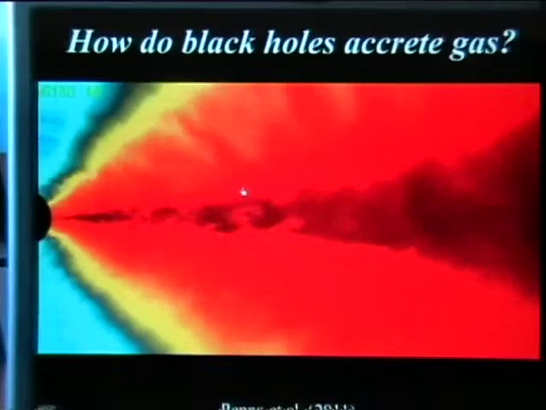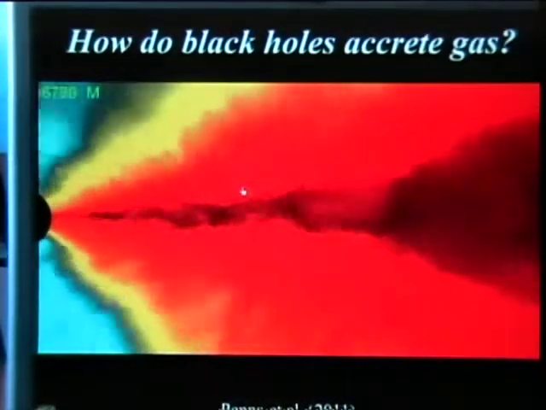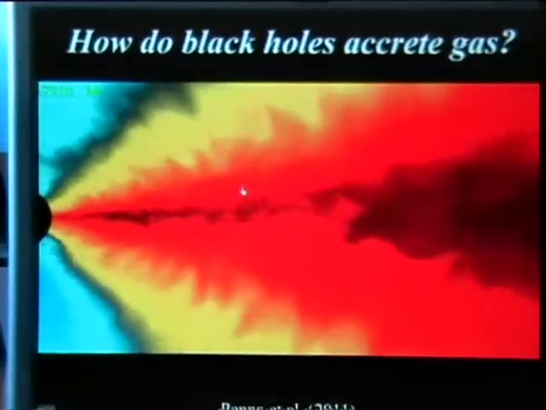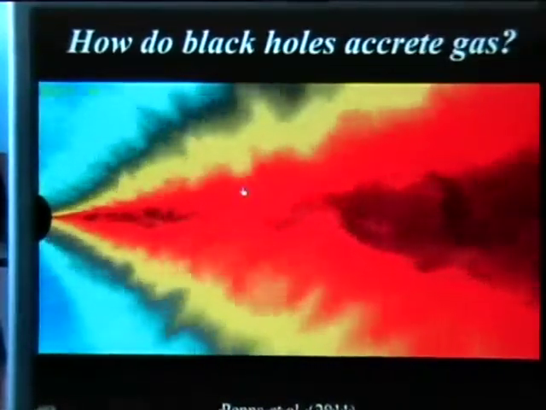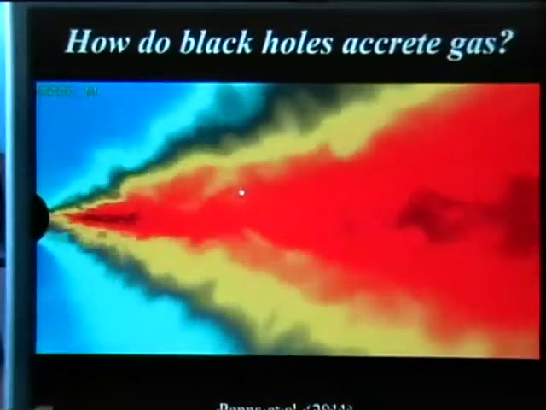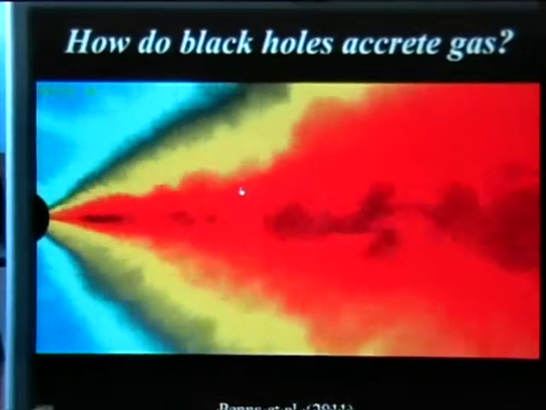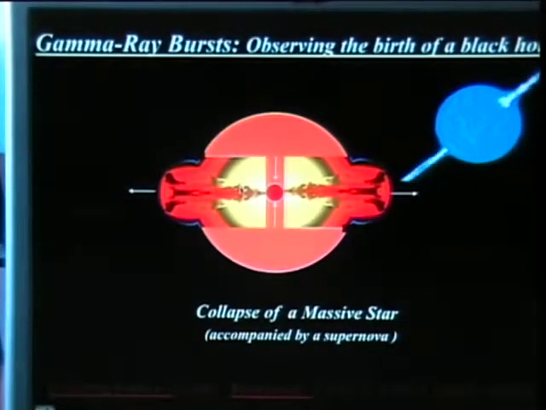And so eventually, starting from a torus, the gas migrates inwards and accretes onto the ISCO. And the transport of angular momentum is mediated by magneto-hydrodynamic turbulence, the magneto-rotational instability. And eventually, one gets a quasi-steady state of accretion.